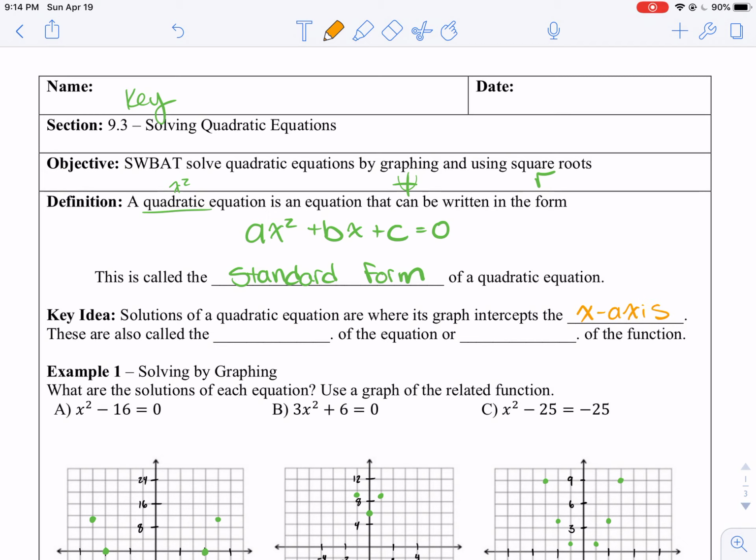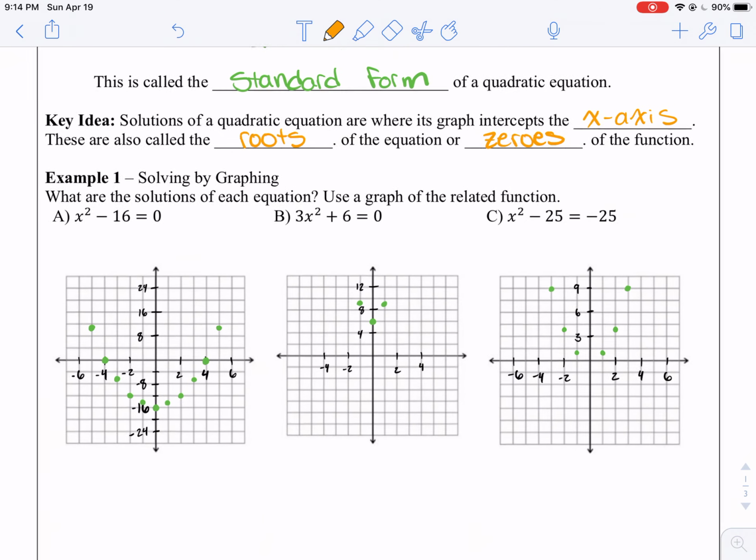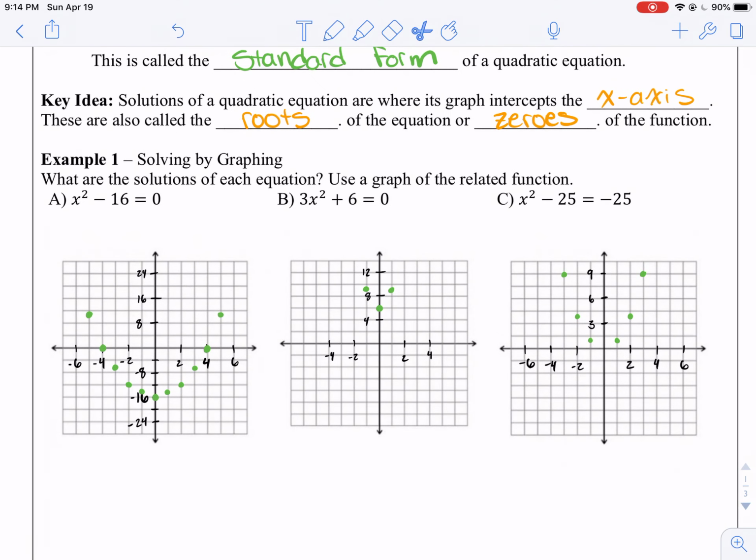So solutions of a quadratic equation are going to be where the graph intersects the x-axis. We also like to call these the roots of the equation. We also call them the zeros of the function. We'll go back and look at this definition again, and hopefully it will make more sense after looking at the pictures. So we're going to start out by solving each of these by graphing.